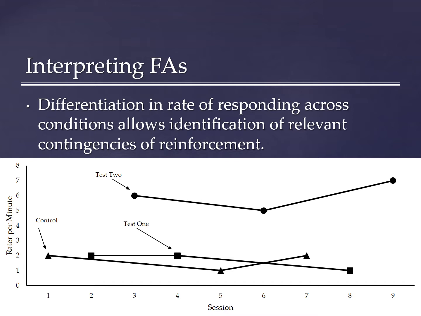So, if we include a control condition and two other conditions testing for potential functions of behavior, we would want to see a steady rate of responding in one of those test conditions at a higher level than in the control condition.